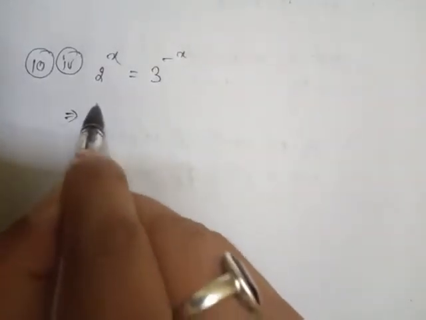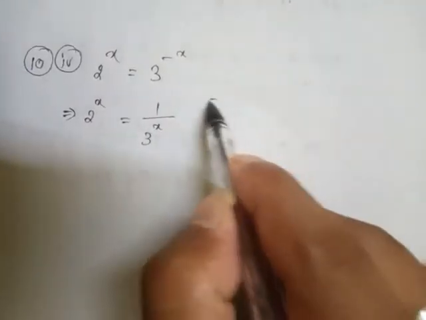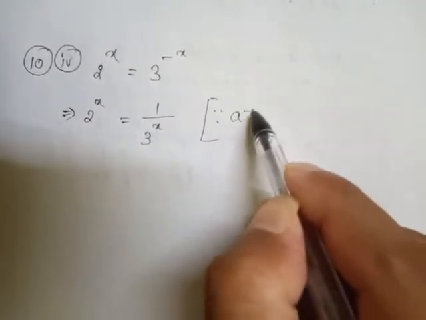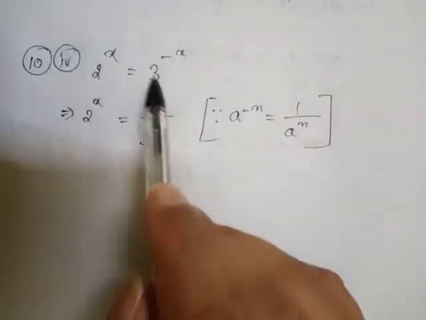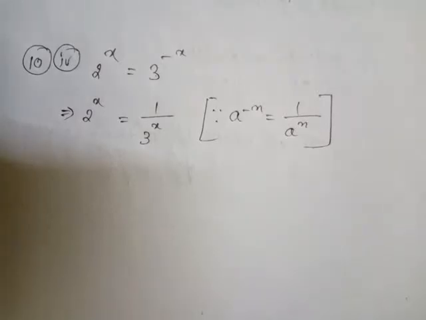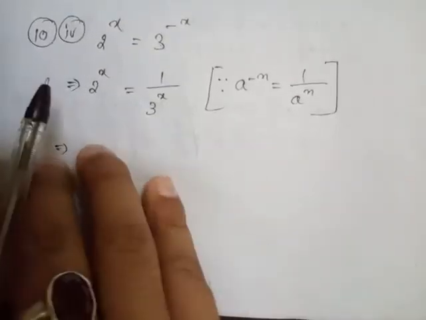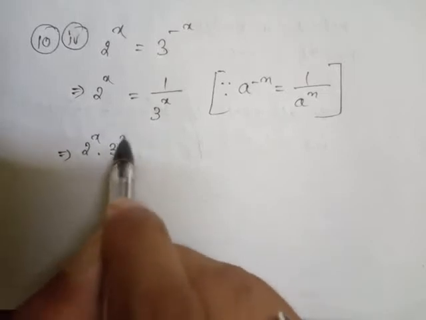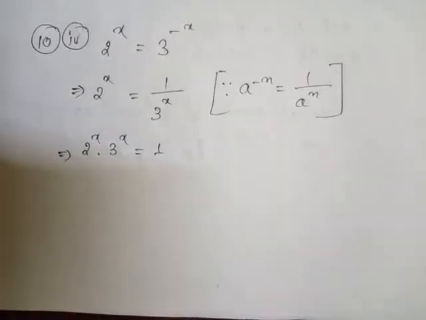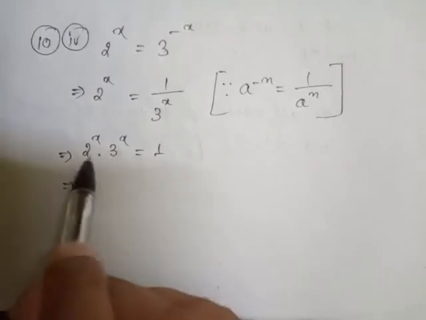Here I can write 2 to the power x, and this value can be written 1 by 3 to the power x. Why? Because look at the formula, a to the power minus n equal to 1 by a to the power n, and this formula I can use here. Now look students, if I go for the cross multiplication here, then 2 to the power x into 3 to the power x, and there is only 1. Now one thing we can say is that here the bases 3 and 2 are different, but the powers are the same.